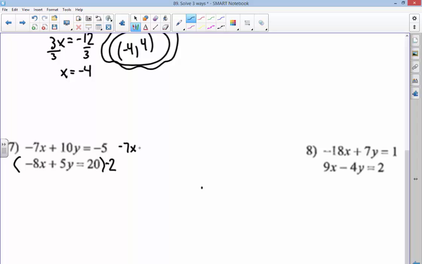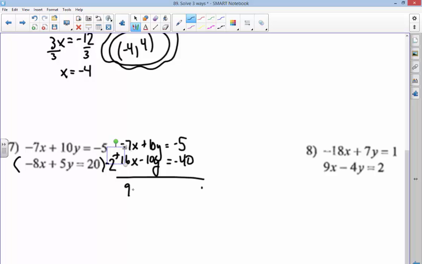So negative 7x plus 10y equals negative 5, just rewriting that equation. And then multiplying through by negative 2 so that we can add to eliminate. 16x minus 10y, or plus negative 10y, equals negative 40. And then we're going to add. Negative 7 and positive 16 is a positive 9. The y's eliminate. And a negative 40 and a negative 5 is negative 45. Then when you divide by 9, x is equal to negative 5.